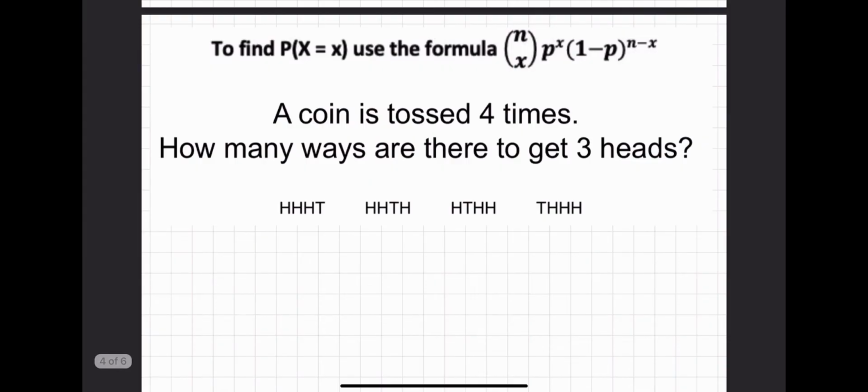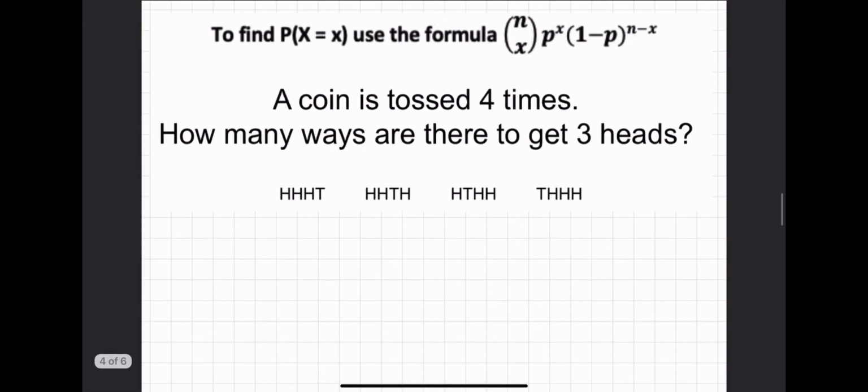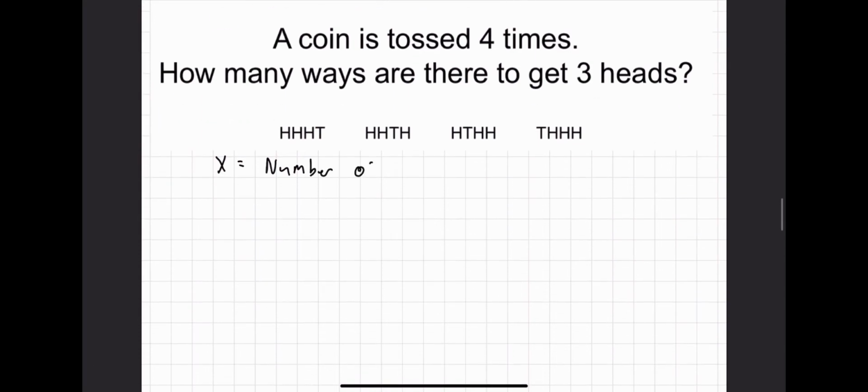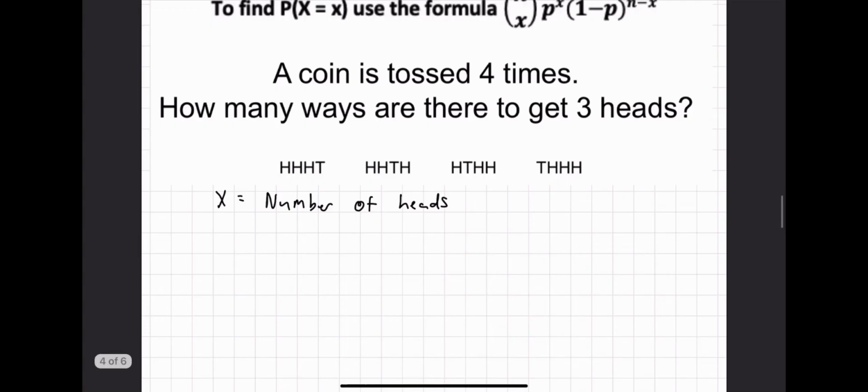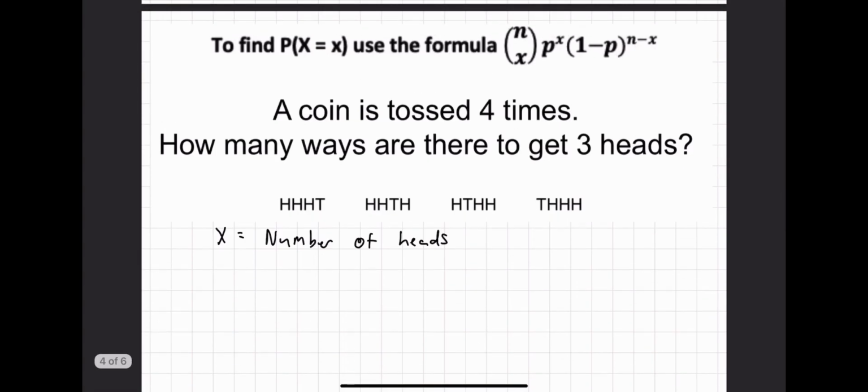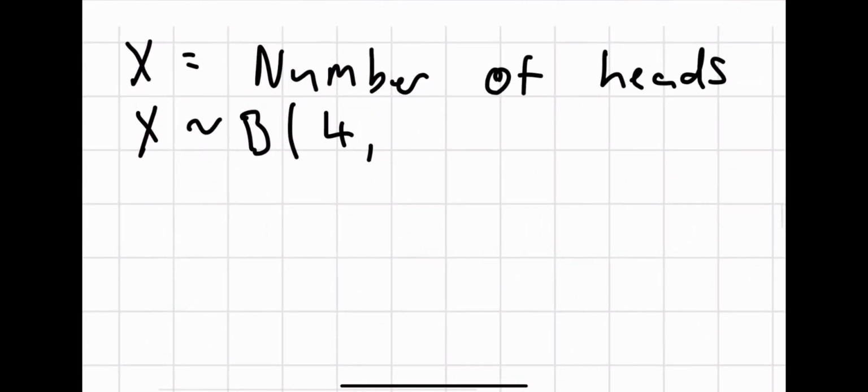So, a coin is tossed 4 times. How many ways are there to get 3 heads? First of all, now we're going to start defining things as if we were to do a binomial distribution question. We would say x equals number of heads. So this shows what we're recording. When you throw a coin, we want to find out the number of heads. And we can say x is binomially distributed. How many trials are there? There are 4 trials. And the probability of success is if you land on a head. What is the probability of landing on a head? Half.